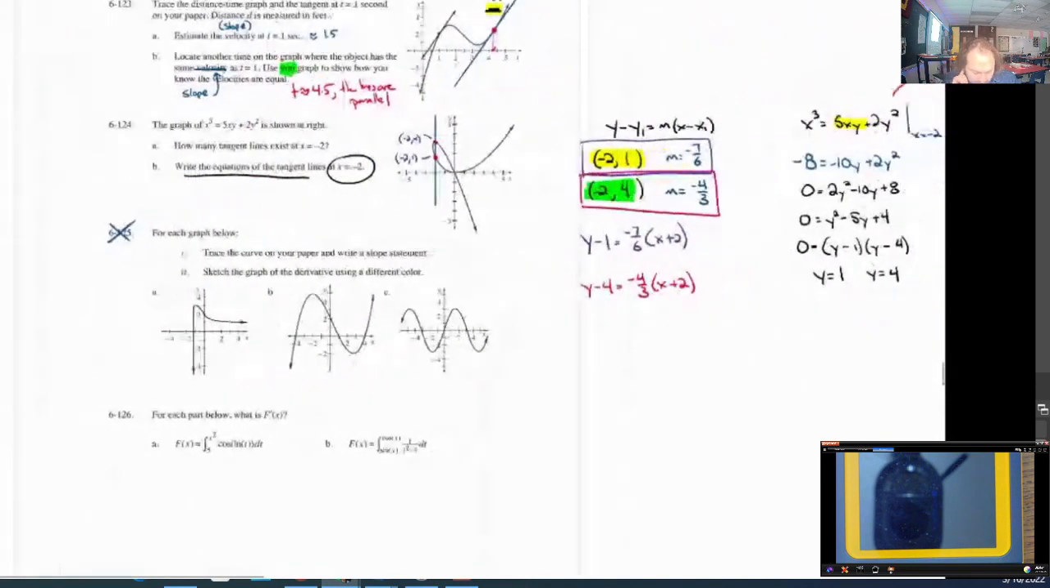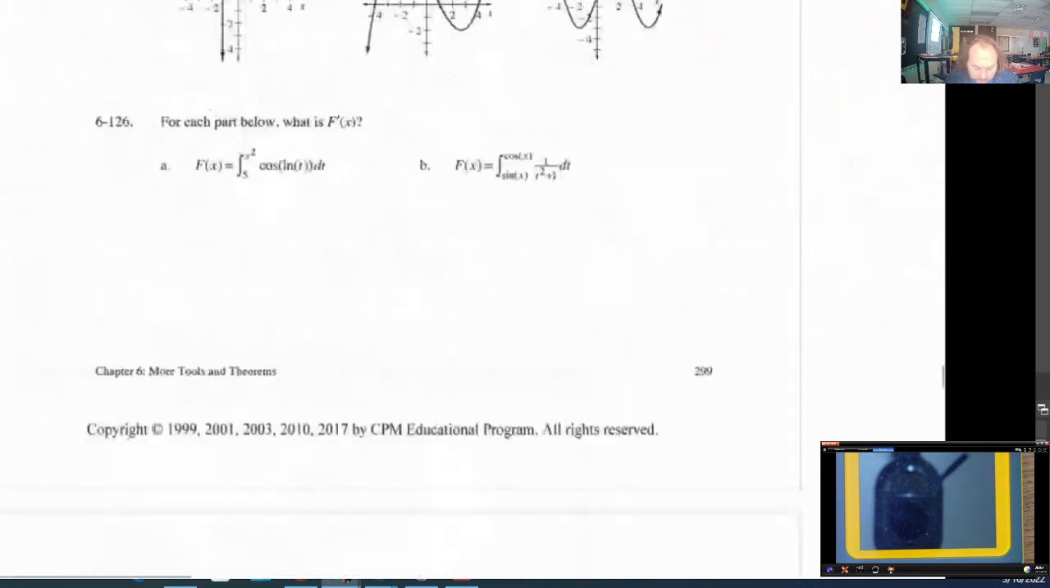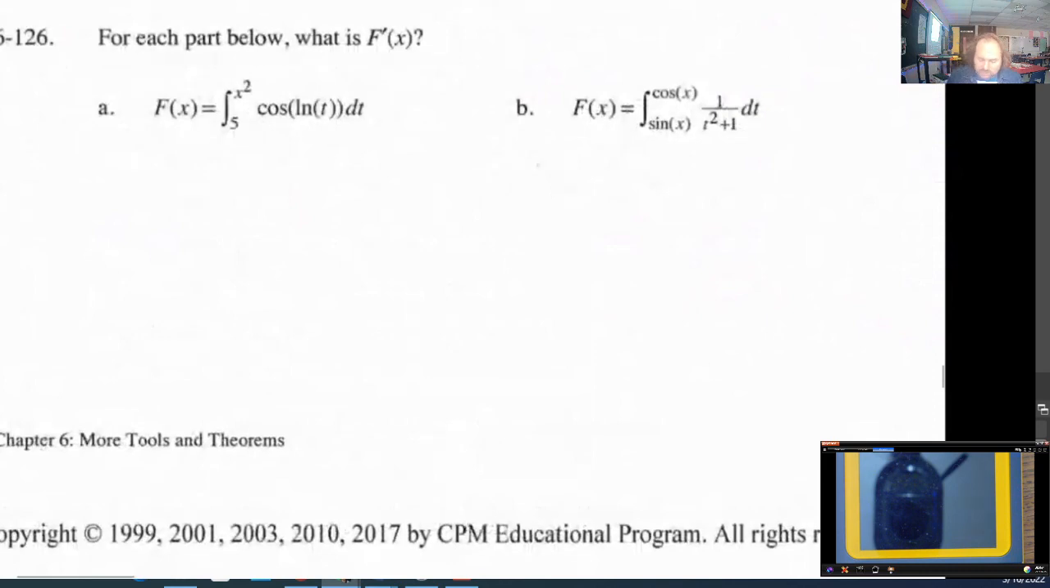Anyway, let's do one more. Let's do 6-1-26 really quick. This will be the fastest problem on here. We're just taking the derivative. Oh, we're not going to do part B. Bop, bop, bop. That one's out. Part B is a dumb question, and I hate it. But part A is very easy and simple to do.